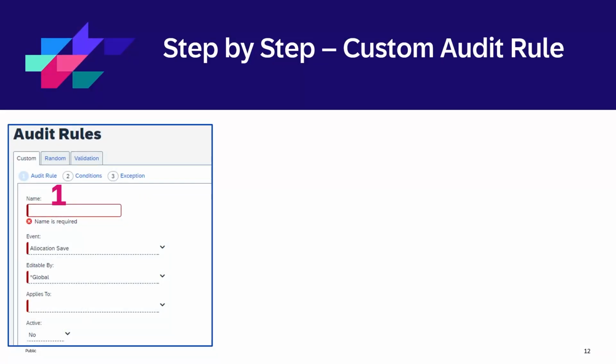All right, so here's a step-by-step on creating a custom audit rule. Step one, your name. You want to make sure it makes sense so that when you're looking for it in the future, you're able to find it from that name. You don't want to have to open up every single audit rule to figure out what this audit rule is actually doing. So you want to make that name make sense.